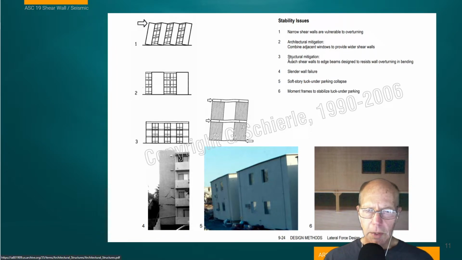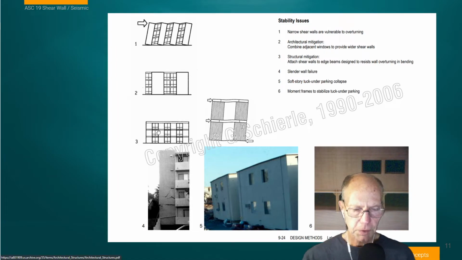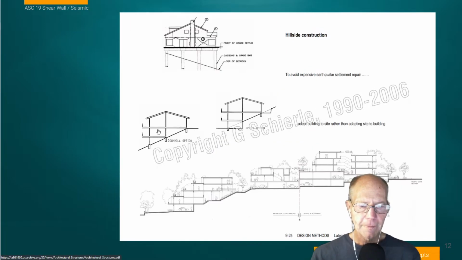So how do they describe that? Structural attached to shear walls to the edge beams designed to resist the overturning in the building. So there is the idea that we have this as a preferred design. This is the suggested design for shear wall performance, and this is the engineering fix to that whole problem in order to maintain that same kind of facade configuration.